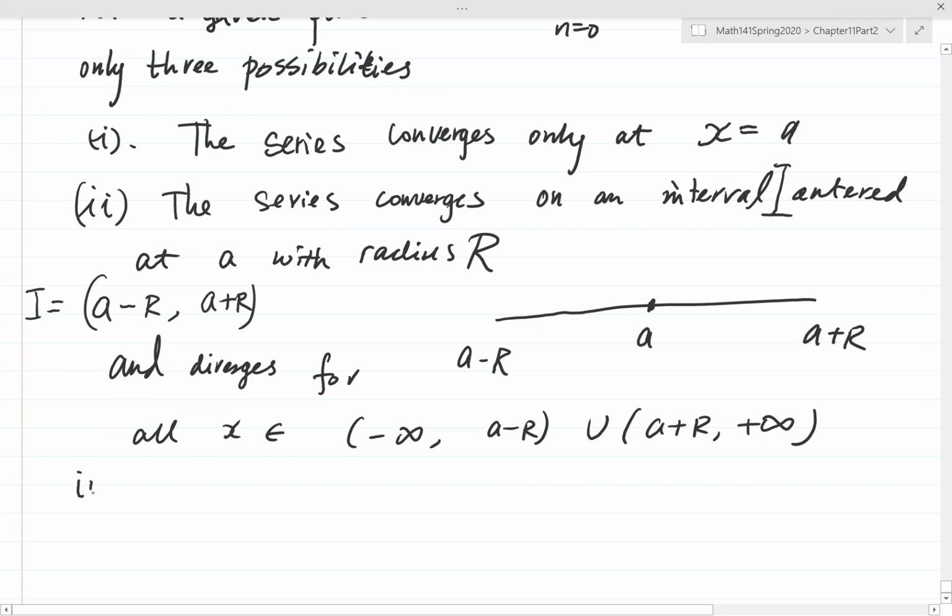The third case is that the series converges for all x.